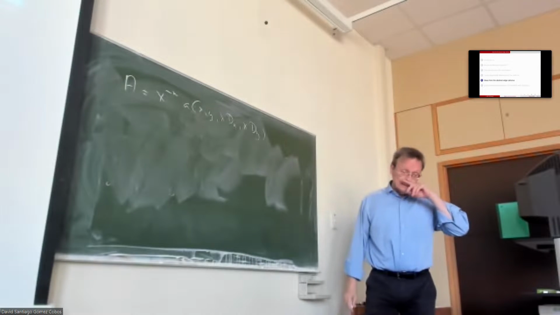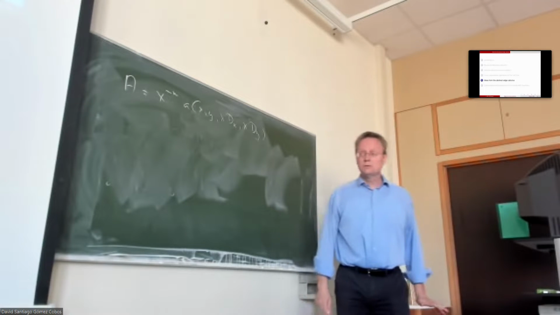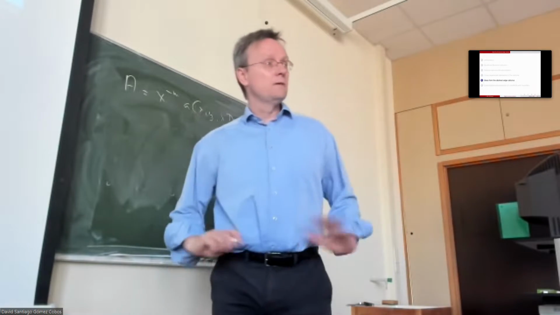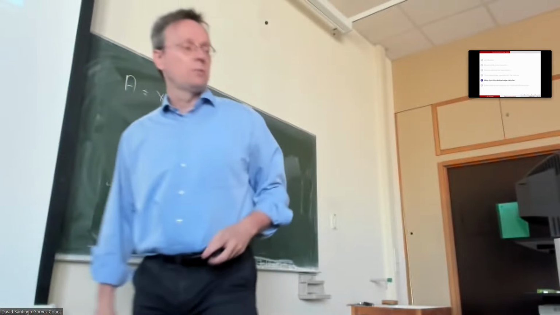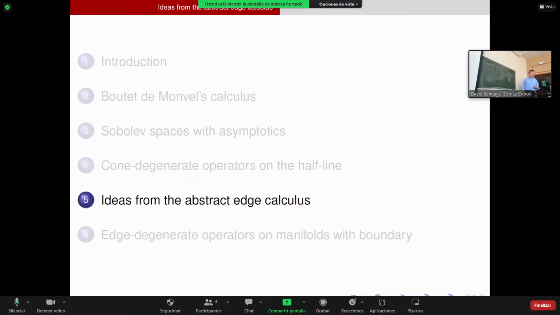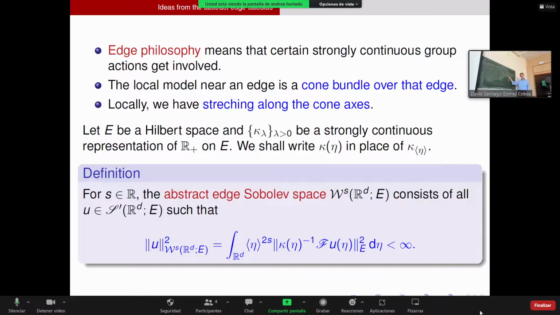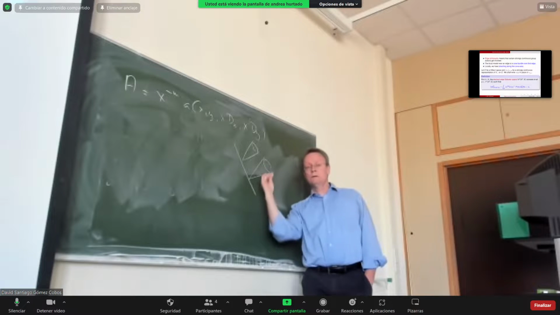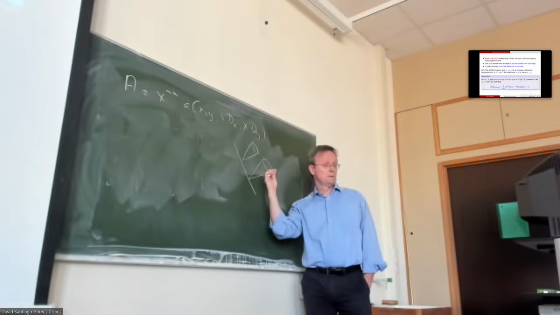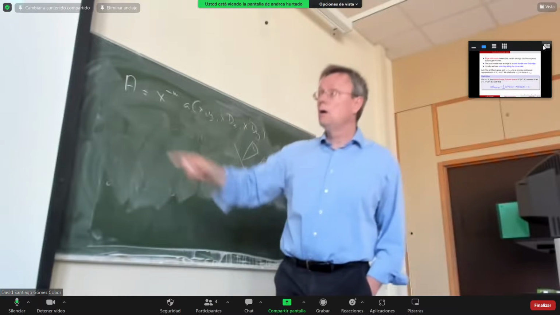So now we need an idea, and that is a really original idea. It is abstract edge calculus. It looks very simple, but it can be applied in many situations, not just in that one and that one. So what does edge philosophy mean? Certain strongly continuous group actions get involved. So basically the local model of an edge is a cone bundle over that edge, and if you have cones here, we have a stretching in the radial direction, and this gives us the group actions.